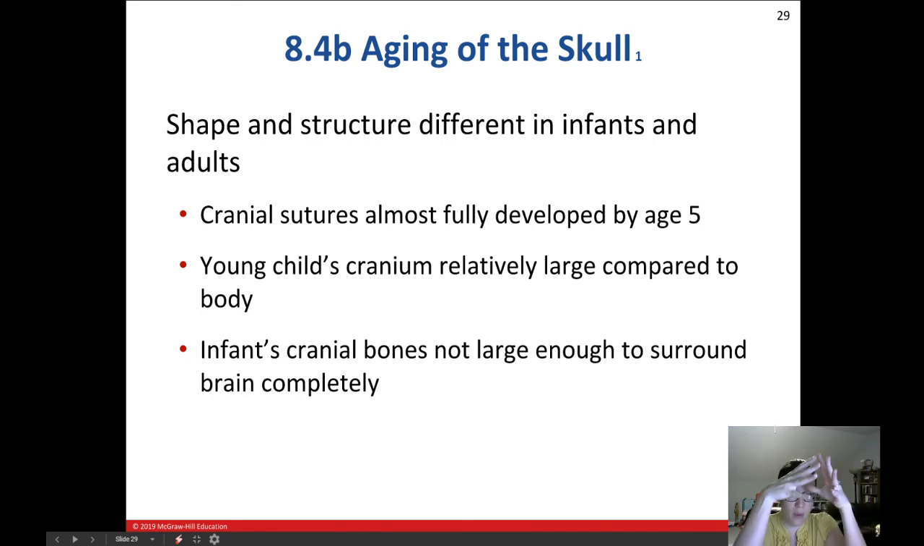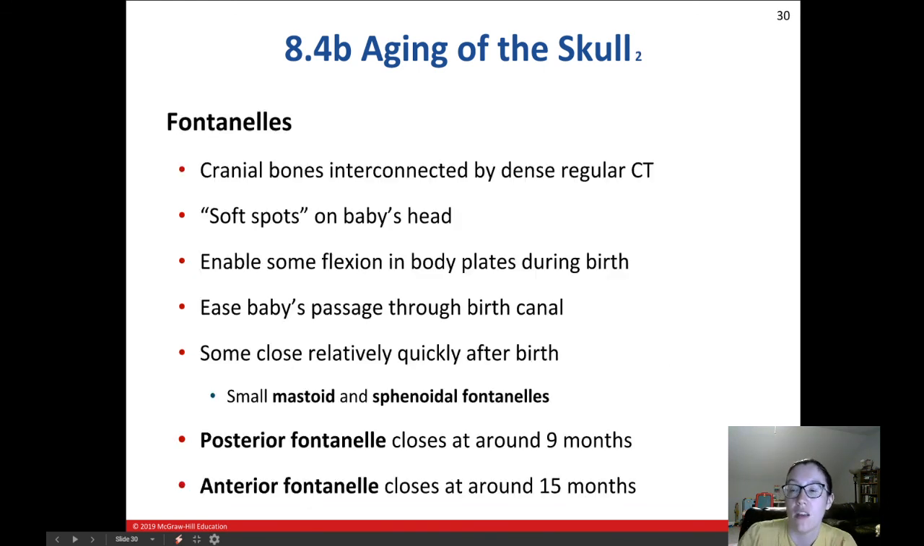This allows the baby's skull to be a little bit more malleable and to pass through the birth canal. We call these fontanelles, and the cranial bones are connected by dense regular connective tissue. So we've got the hard ossified bone, and then we have the areas of dense regular connective tissue in between them. As we said, this is the soft spot on the baby's skull. It eases the passage through the birth canal.